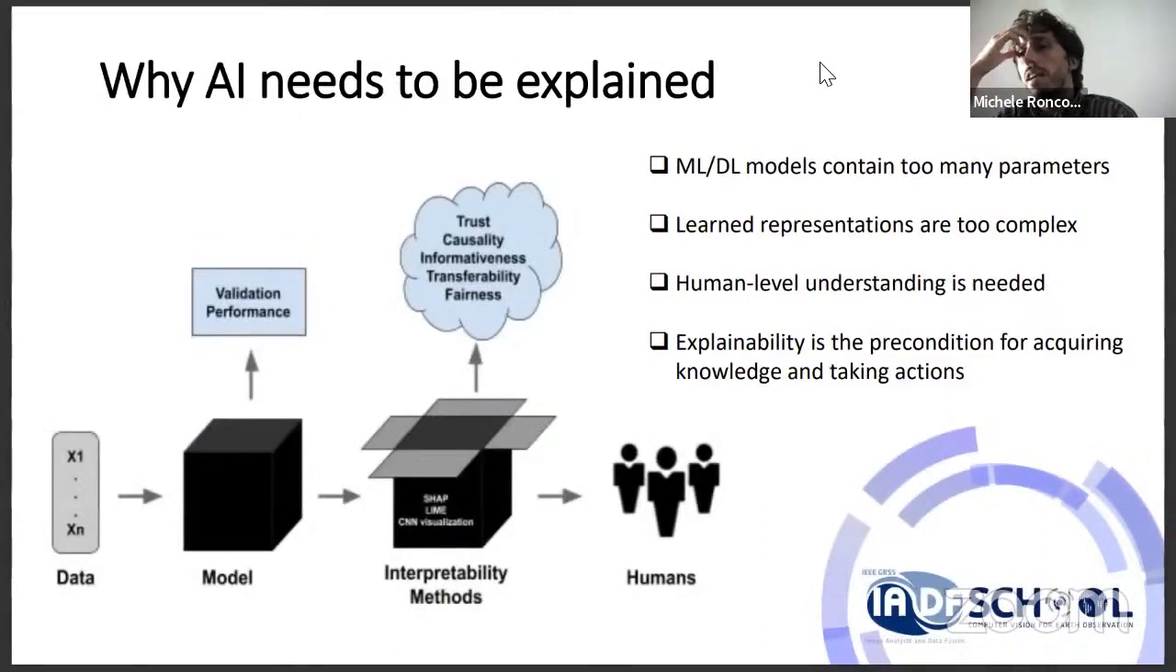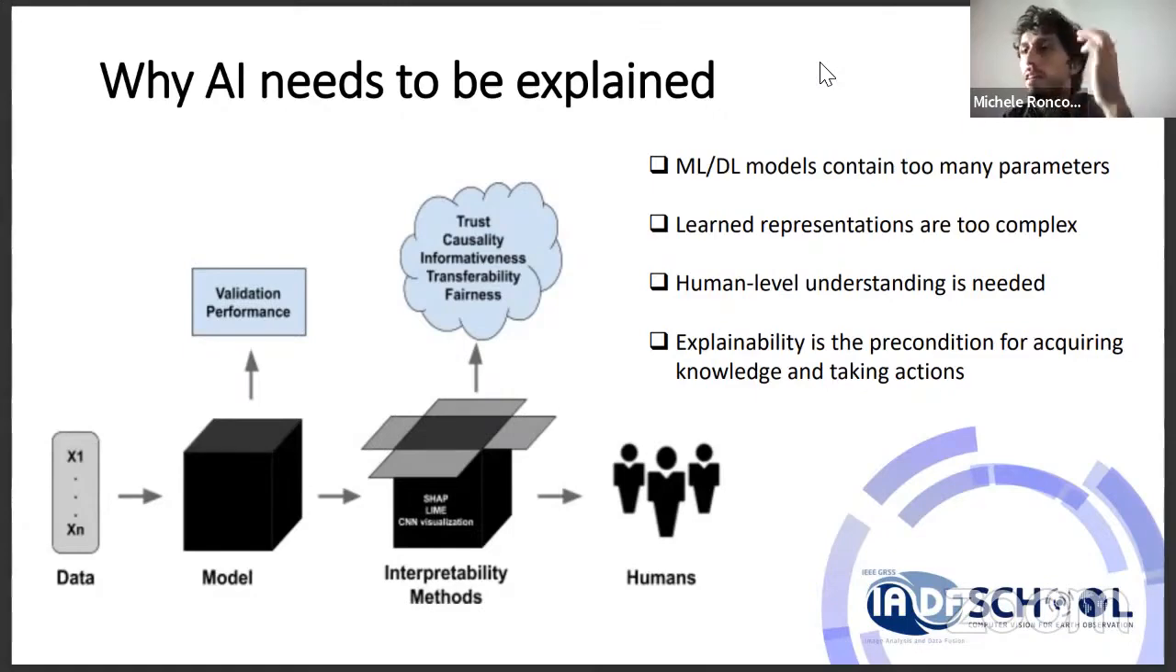But let's take first a look at what the main motivation is. So why do we need to... where does this research field come from? So why do we need to explain artificial intelligence? Artificial intelligence is a very broad term, but let's say machine learning models. And many of you maybe already know, but it's good to repeat, also because some of you could be completely new to the term XAI.